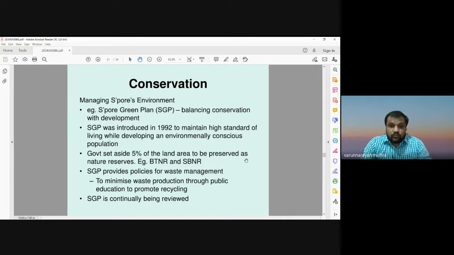That was introduced to maintain the high standards of living while developing an environmentally conscious population.